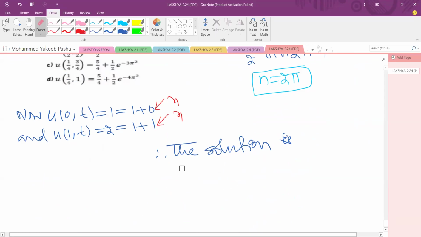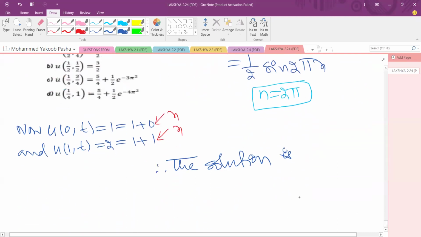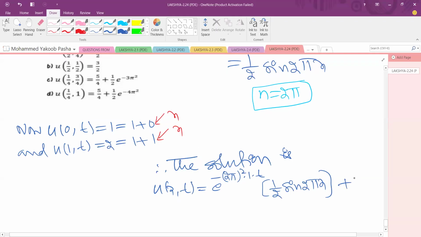First I will write this. n is equal to 2 pi, c is equal to 1, I will write the solution. u of x comma t is equal to e power minus n square, that is 2 pi whole square into 1 into t into 1 by 2 sin 2 pi x, and x is in the form of 1 plus x. So right here, I am writing the 1 plus x term separately, not writing it earlier.